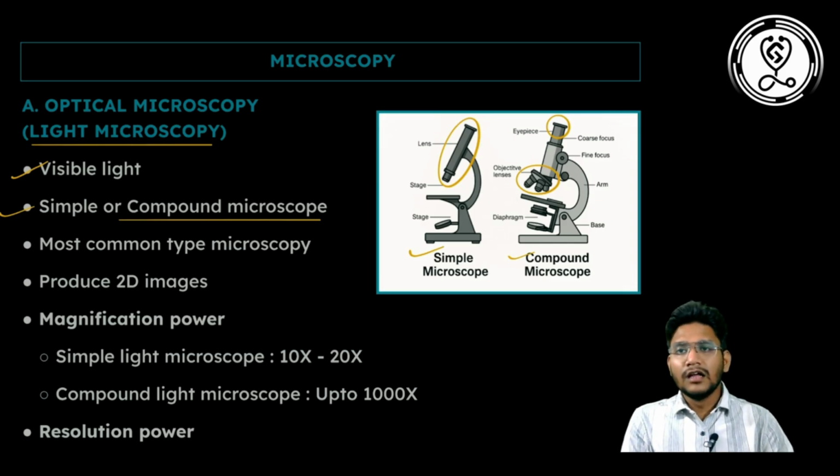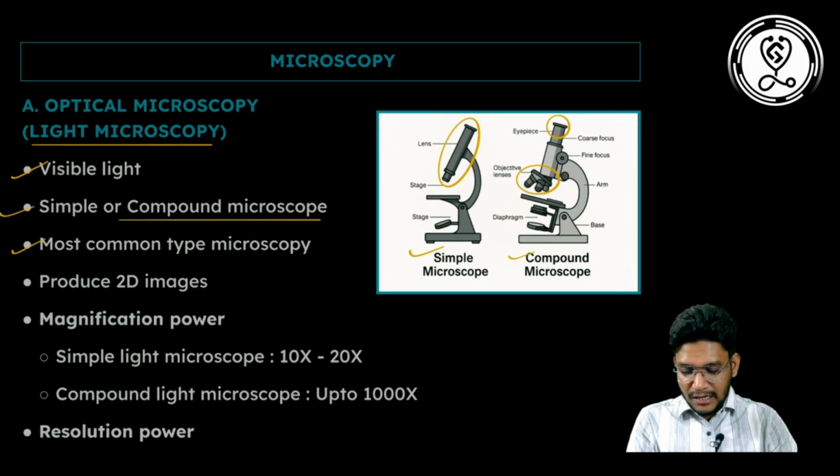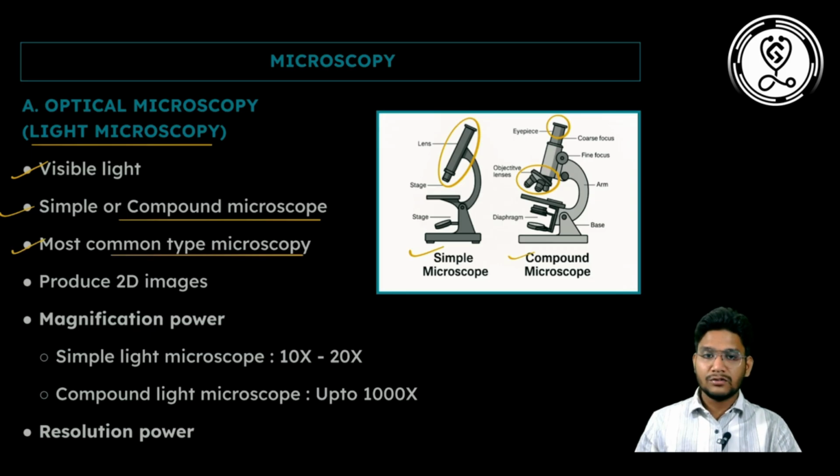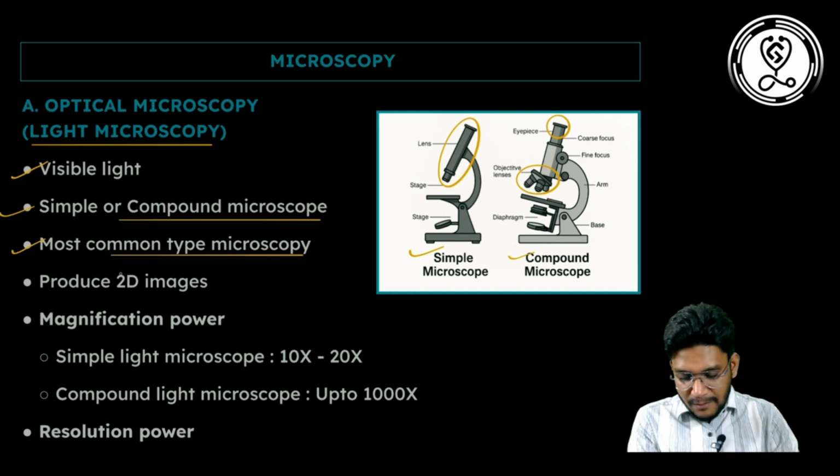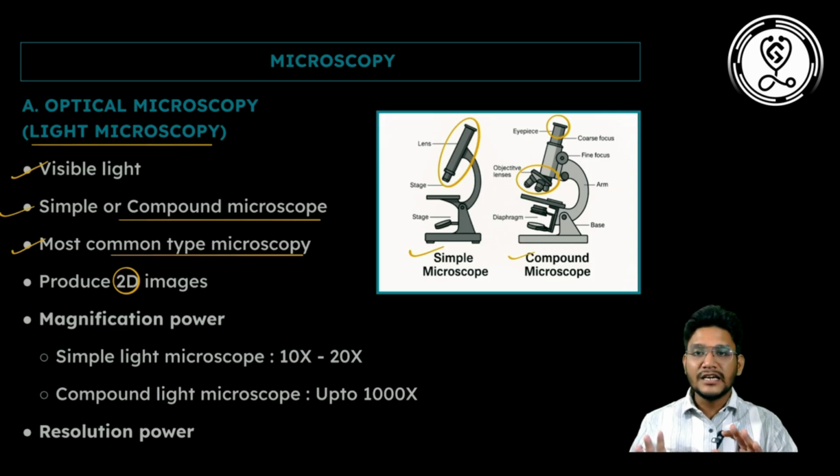This optical microscopy is the most common type of microscopy among all techniques. Okay, among all microscopy, this is the most common type of microscopy we are using regularly. We are performing optical microscopy in our routine practical examinations. Okay, and we can produce 2D images only by this microscopy. We cannot produce 3D images.